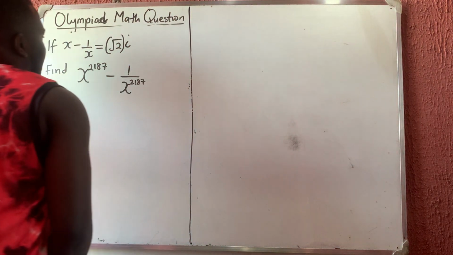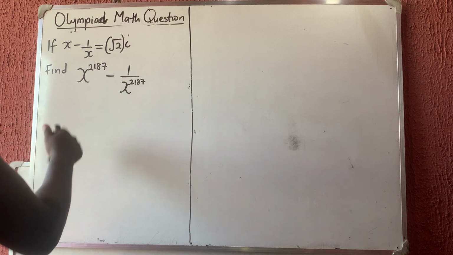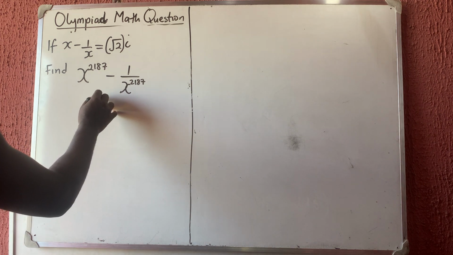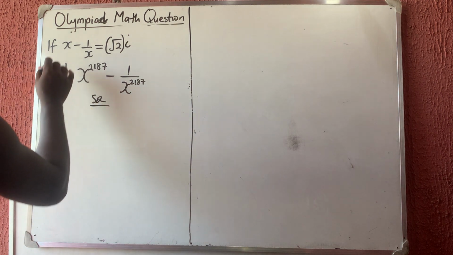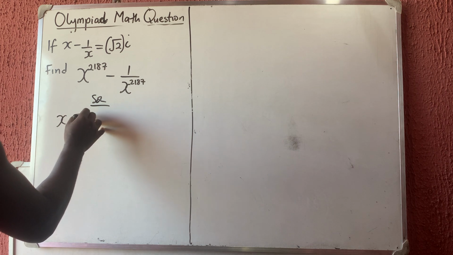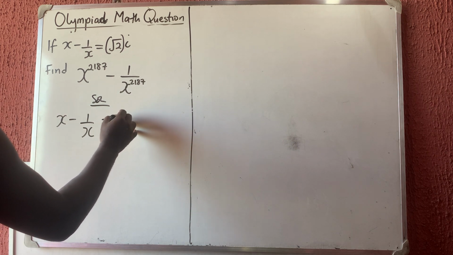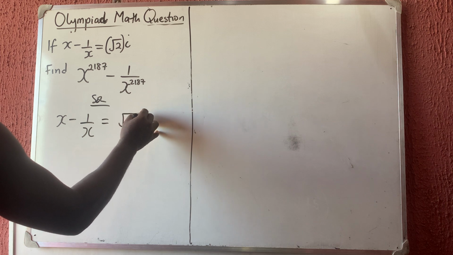All right, let us quickly solve this Olympiad math problem. We are given this and then we are asked to find this. Okay, solution. This is very simple. And let's start from what we are given. They gave us x minus 1 over x is equal to the square root of 2i.